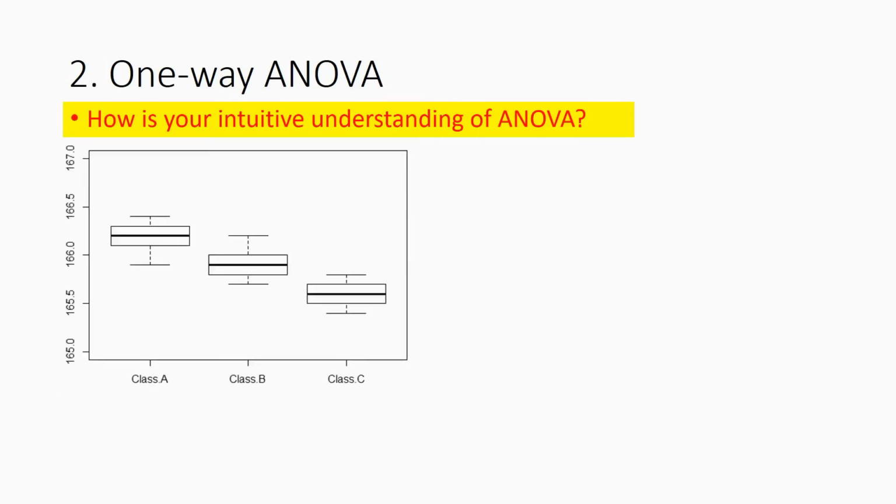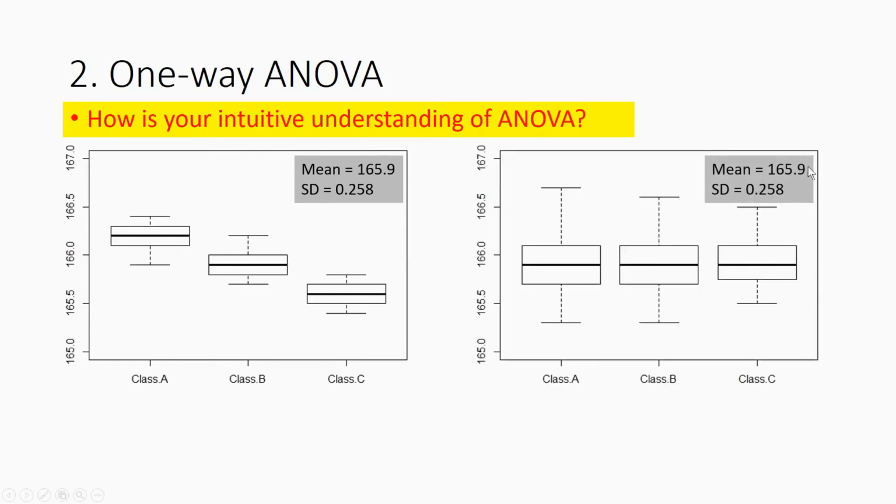If the ANOVA is performed on this data set, what would the result look like? So this is an example. I show you two different data sets, and these two data sets have the same overall mean and the same overall standard deviation.